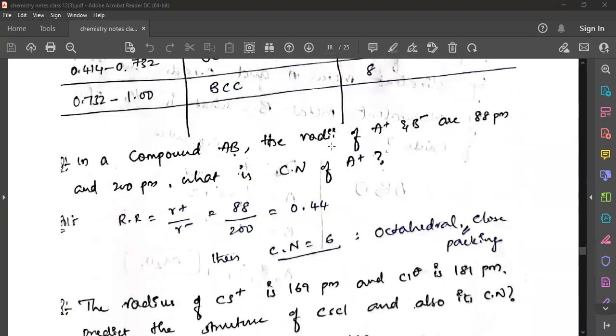So just take this example. The radius of cation is 169 picometers and the radius of anion is 181 picometers. Predict the structure of CsCl, also its coordination number. Can you find the answer and tell me? They have given the radius of cation and the radius of anion. You have to predict the structure of CsCl and its coordination number. Just tell me the answer, do the calculation part. Just division, right?